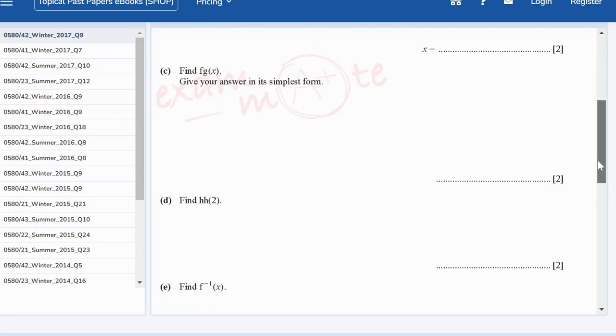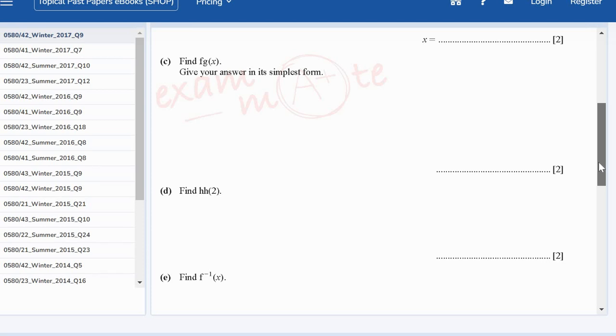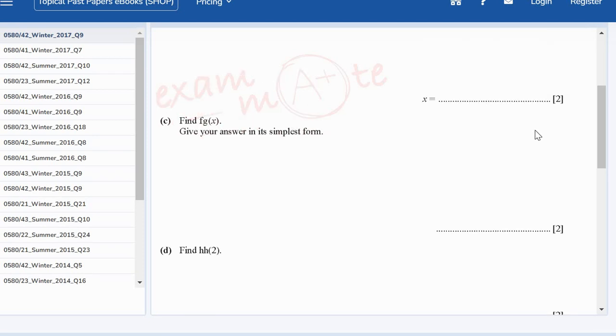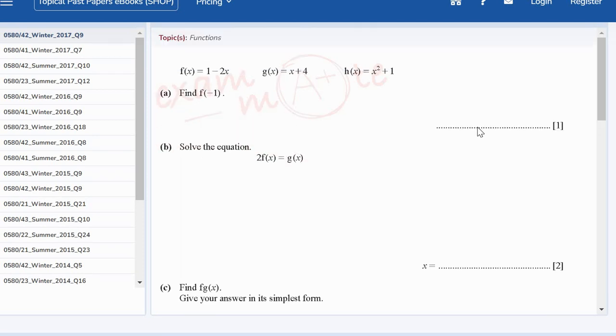Let's see what other. So now we have h of 2. Alright, we have h of 2. So, first of all, let me write it over here. h of 2. We are finding h of 2. First of all, let's find h of 2. So you will write h of 2 is equals to x squared plus 1.